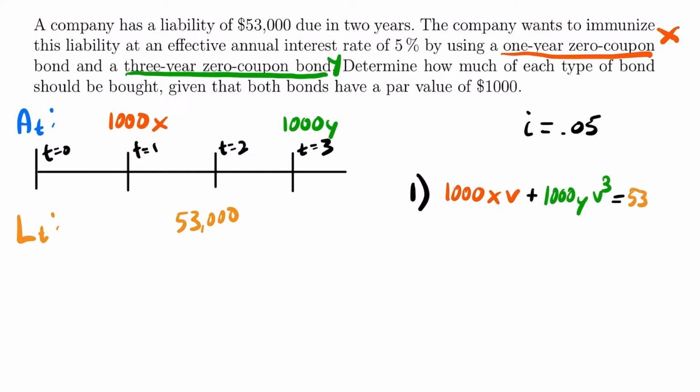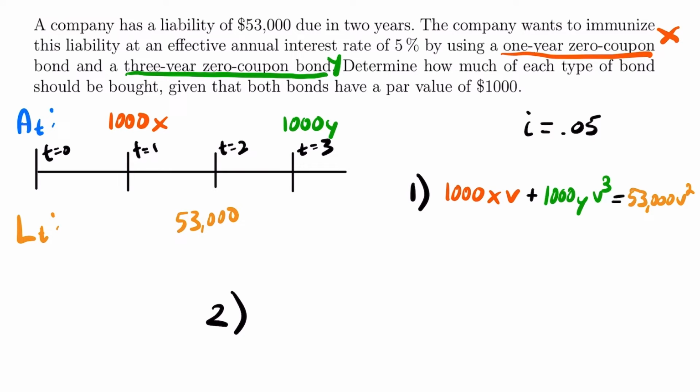So we'll have 53,000 times V squared. Okay, so that's one equation that we can set up to help us solve for X and Y, but we still need to set up a second equation to help us do that. And that's going to use the second condition for immunization, which is that the duration of the assets needs to be equal to the duration of the liabilities.